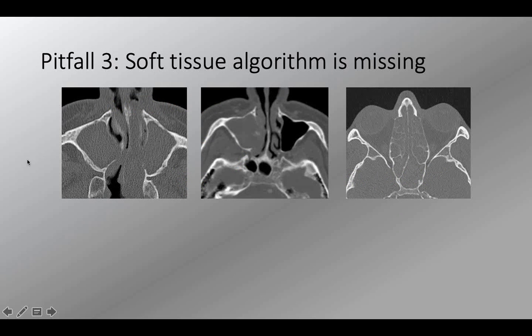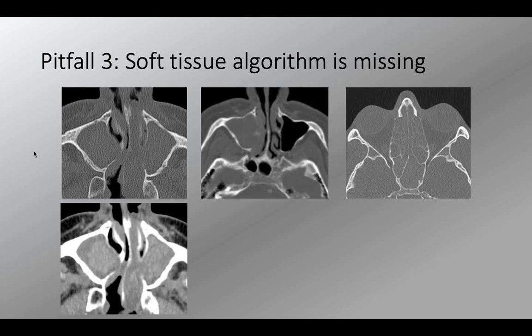The third pitfall is soft tissue algorithm is missing. In this case, all ossifications is gray, gray, gray, and you hardly can interpret what's inside. If you see this, always ask the technician to reconstruct with soft tissue algorithm, and you get a lot more information.